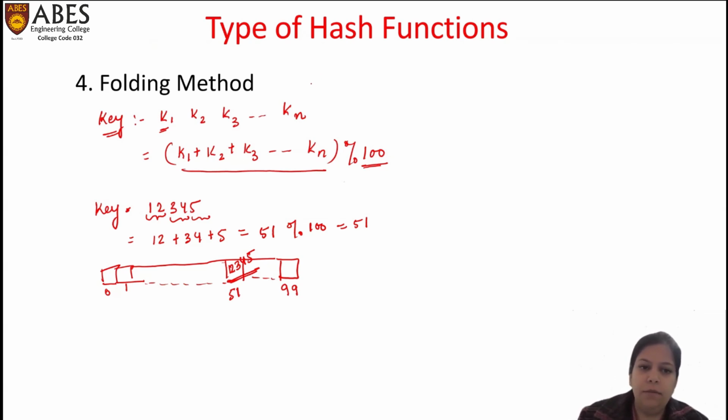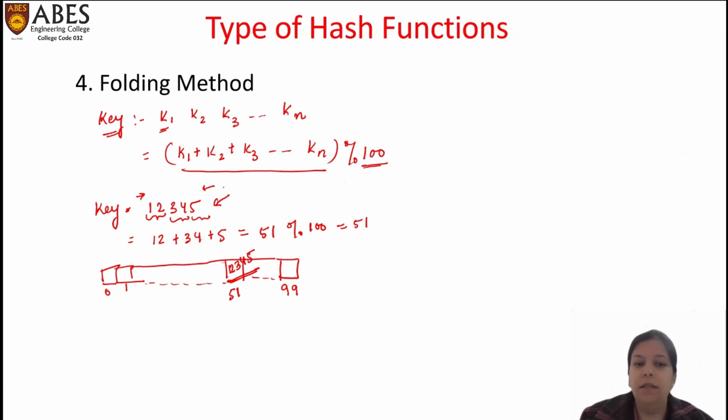The folding method can also be done in a few different ways apart from this. In the folding method, we can also reverse the input key and then fold it. We can also fold from the boundaries, where we take the numbers only from the boundaries. And there can be different ways of these folding methods.